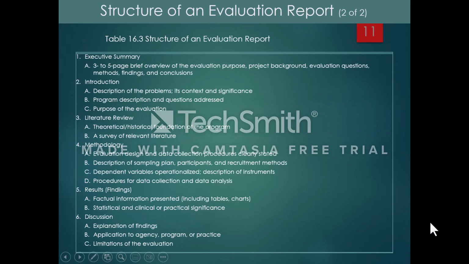And here is your executive summary. So this is what it would look like if you were actually doing an evaluation report. So you start off with the executive summary. So just about a 3 to 5 page overview of the evaluation purpose, the project background, evaluation questions, the methodology, findings, and then your conclusion. So it gives you an actual outline of what to include and how it should be structured: your introduction, your literature review, your methodology, your results, and your discussion.